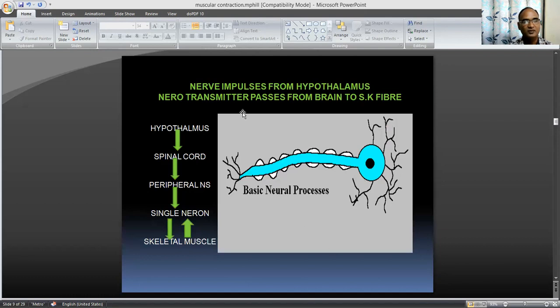This is about the neural impulses from your brain. Your hypothalamus sends a command to the spinal cord. The spinal cord passes the information to the peripheral nervous system. From the peripheral nervous system, a single neuron reaches the skeletal muscle. It is the afferent and efferent nervous system.